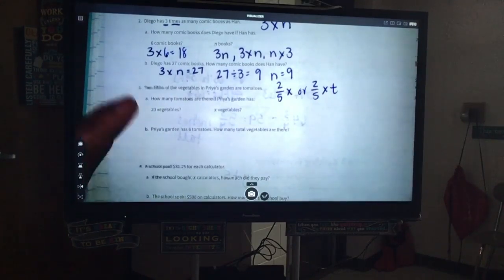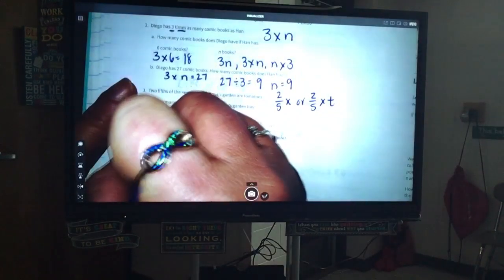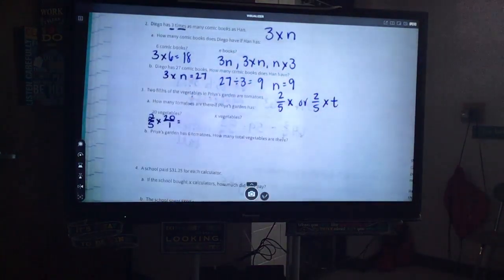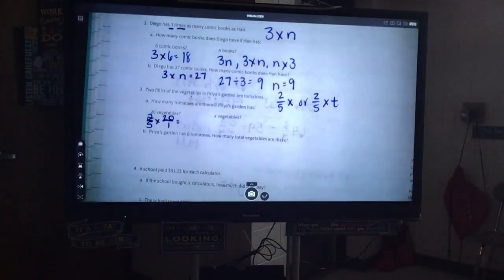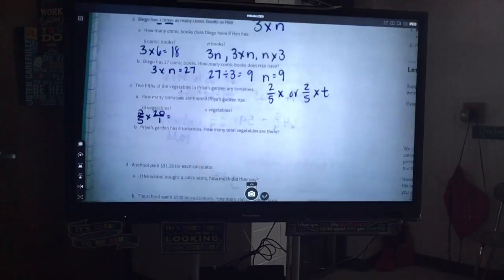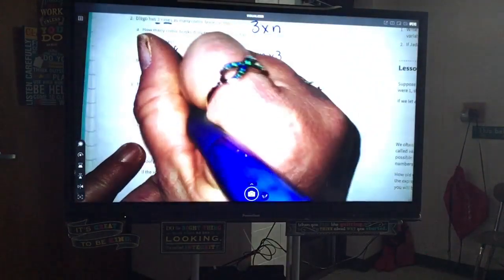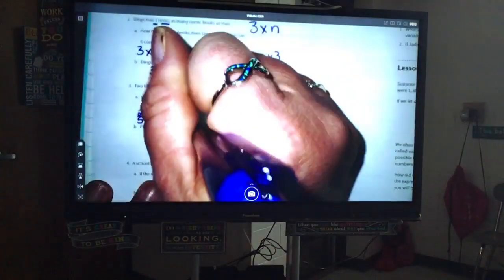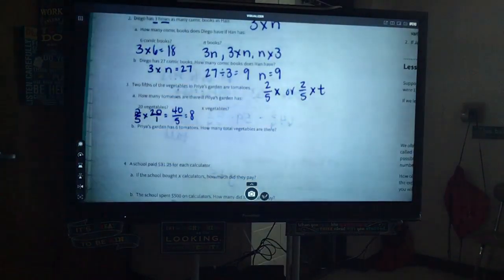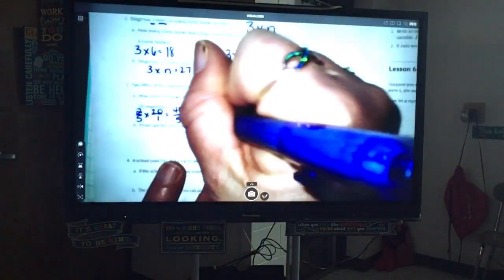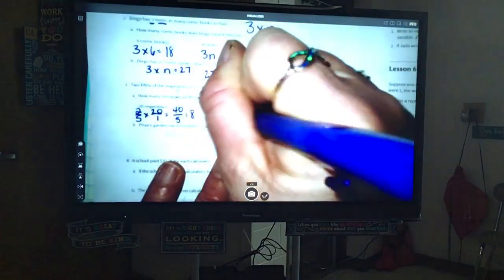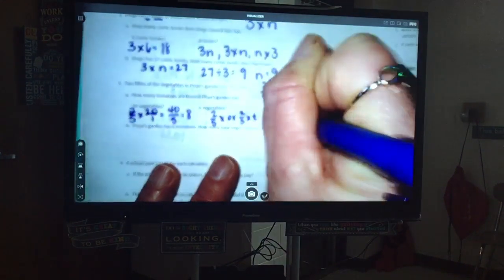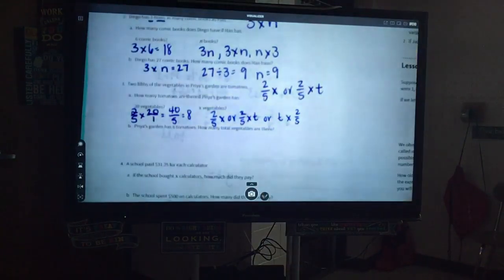All right, so for this one, you're going to do 2/5 times 20 over 1, which gives you what? 40 over 5, which gives you 8. Okay? All right. And then obviously your equation would be 2/5 x or 2/5 times t or t times 2/5, whichever variable you wanted to use.